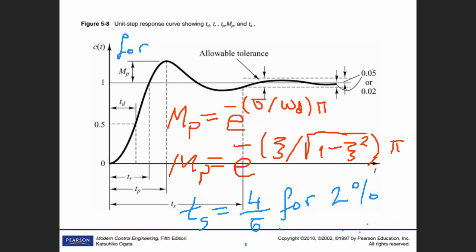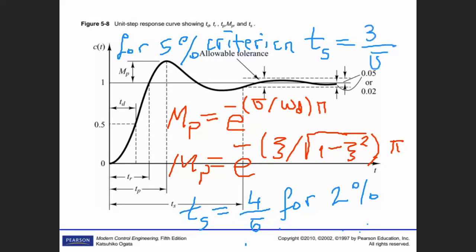For the 5% criterion, TS is equal to 3 over sigma. So sigma, the real part of the poles, is decisive to obtain the settling time. We have a problem here now. We are going to solve the problem. Okay? If you are happy about those, I'm going to continue to solve the problem here.